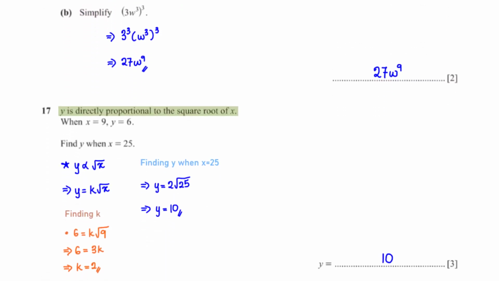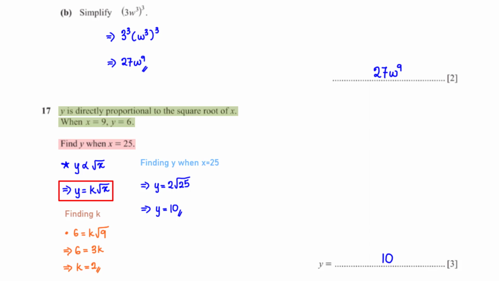Y is directly proportional to the square root of x. When x is 9, y is 6. Find y when x is 25. In mathematical terms, we write y is directly proportional to the square root of x. This can be rewritten as y is equal to a constant which we are calling k times the square root of x. We need to find k.